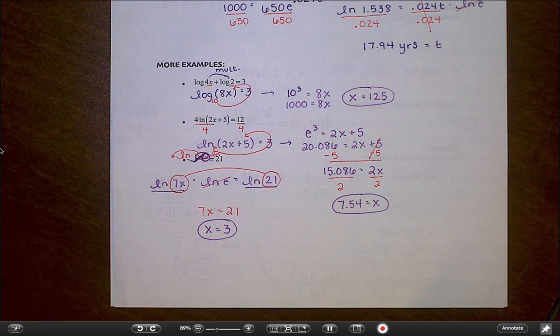So those are some examples that I don't know that you'll necessarily see on your 6-6 homework, but they definitely come up as part of your quiz review, and they will be on your next quiz. So just wanted to make sure you had a chance to see them first.